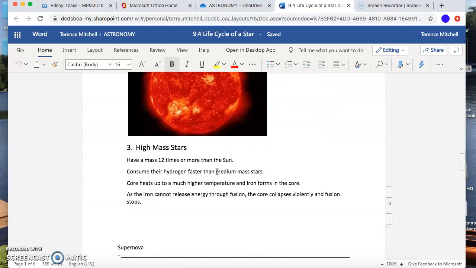And finally, the high mass stars. These are the stars that are 12 times or more greater than the sun. They consume their hydrogen much faster than medium stars because of their immense gravity. The core heats up to a much higher temperature and iron forms in the core. As the iron cannot release energy through fusion, the core collapses violently and fusion stops.